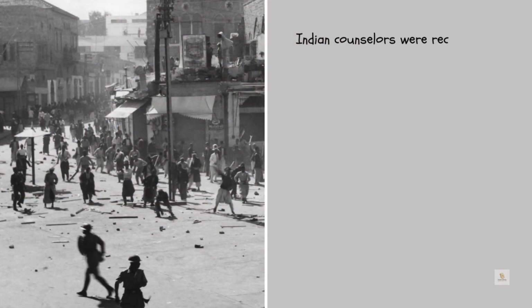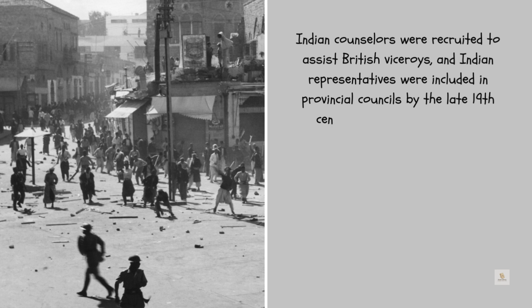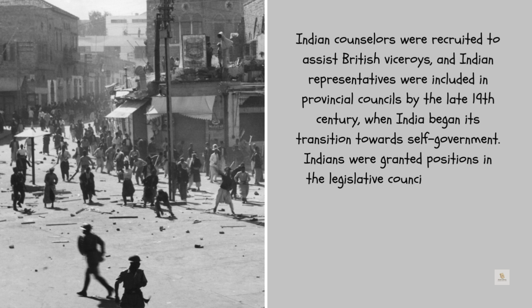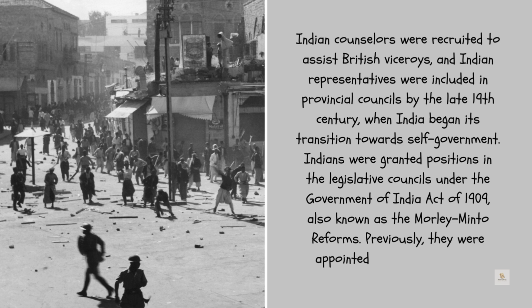Indian councillors were recruited to assist British viceroys, and Indian representatives were included in provincial councils by the late 19th century, when India began its transition towards self-government. Indians were granted positions in the legislative councils under the Government of India Act of 1909, also known as the Morley-Minto Reforms. Previously, they were appointed to these positions, however, they are now elected.